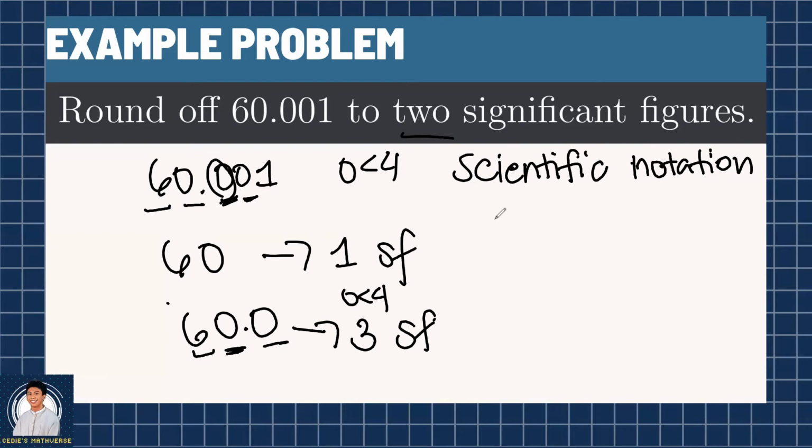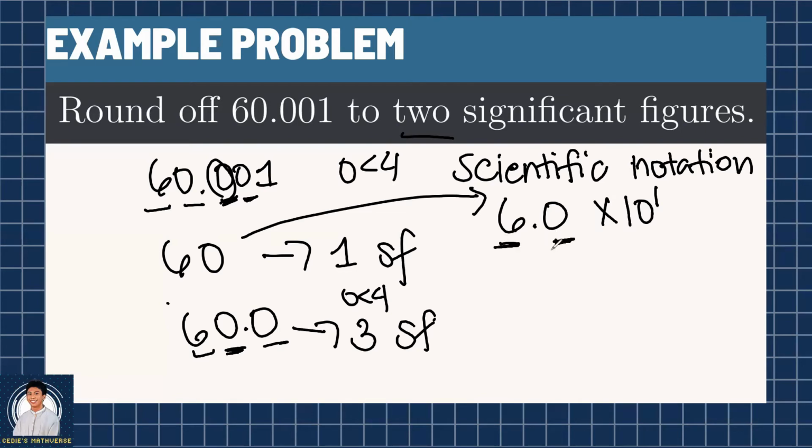To finish this problem, we can express 60 as 6.0 times 10 raised to the first power, which means we can now have 2 significant figures because of rule number 4. 6.0 times 10 raised to the first power. And this is our answer for a rounding up problem.